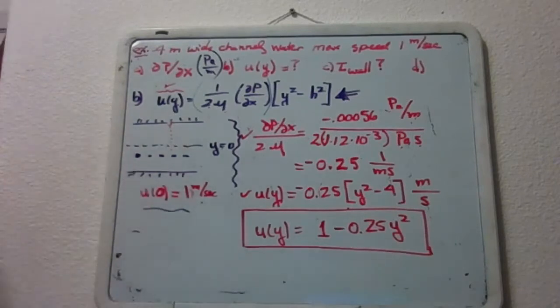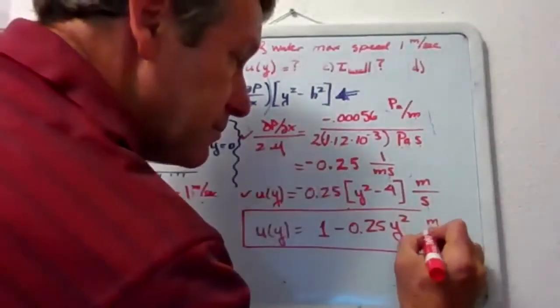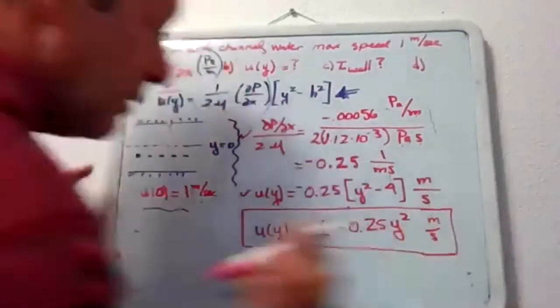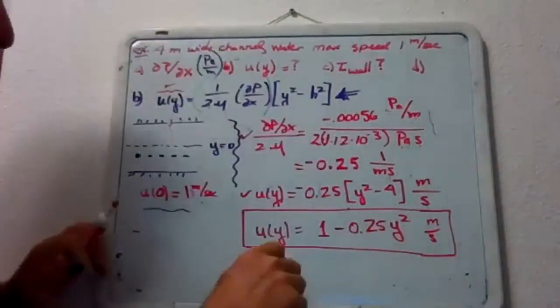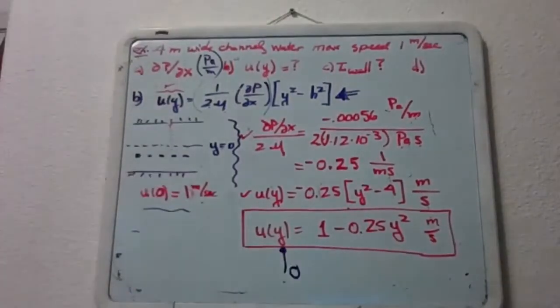What I would like you to do, just mentally, you don't need to write anything down. By the way, this function right here gives us meters per second. Just mentally put 0 in there, see what you get. And does it make sense? Did we do this right?